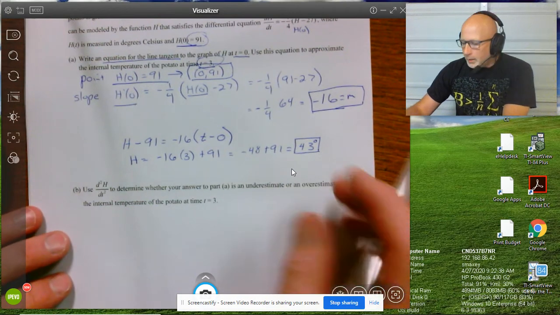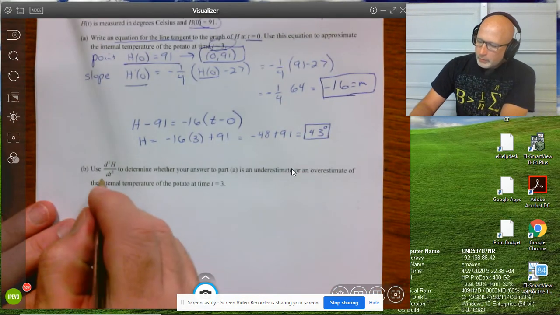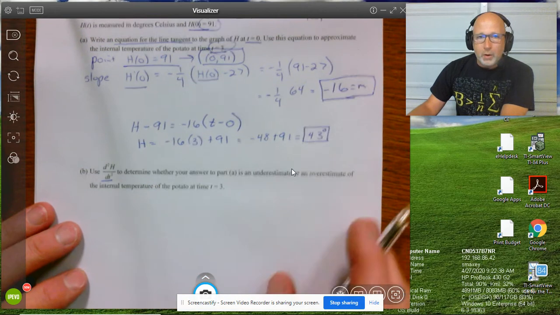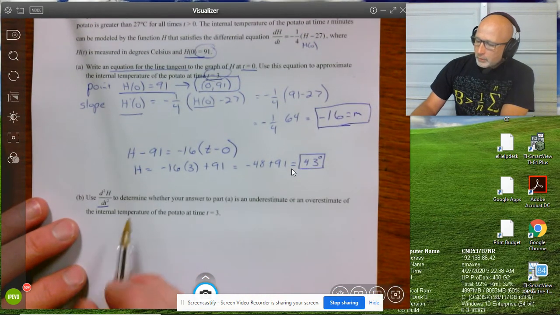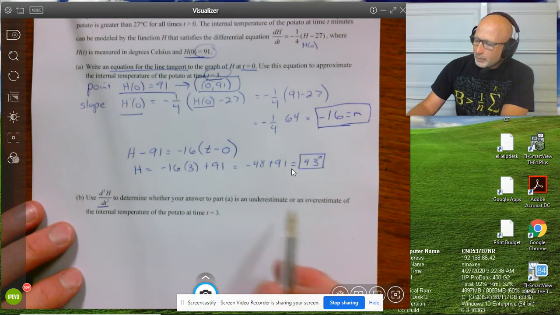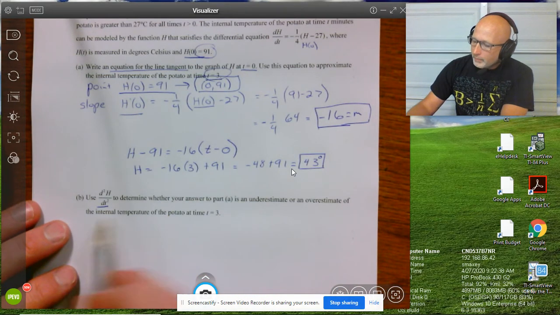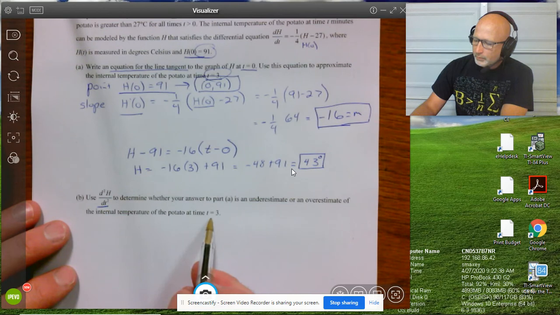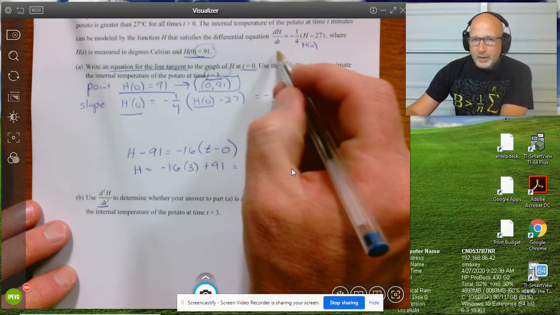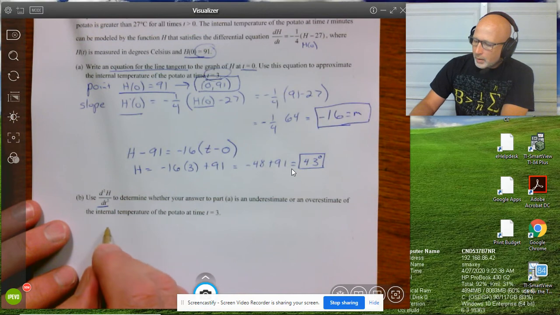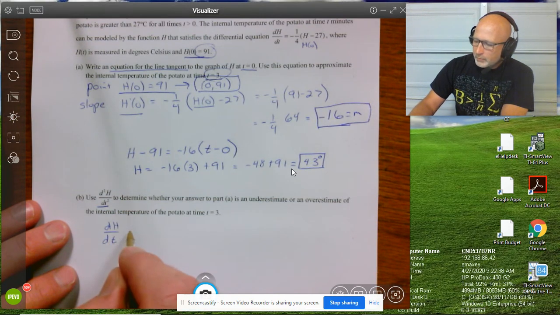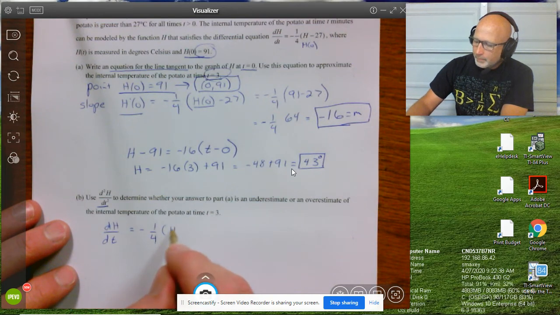Okay, on to the next. So use the second derivative. Now, I don't know what the second derivative is, so I have to go up here and calculate it, to determine whether your answer to part A is an underestimate or overestimate of the internal temperature of the potato at time t equals 3. So let's first take the derivative up here and calculate the second derivative. I'm going to write out more than what I really need to, but I want to make sure you guys understand because there's a pretty tricky thing that happens here.